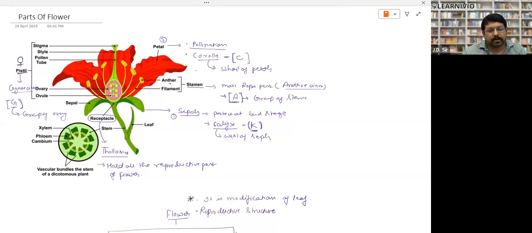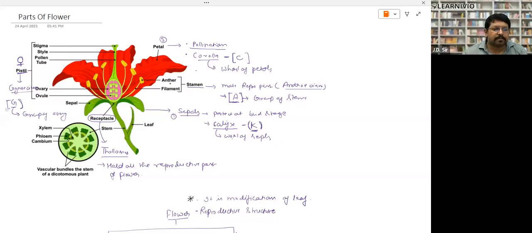They protect the bud stage. Calyx. And again, this part is called receptacle or thalamus. It holds the flower, or holds the reproductive parts of the flower, all the reproductive parts. Sepals are called calyx; the whorl of sepals is called calyx.